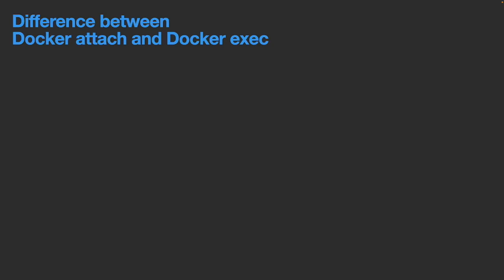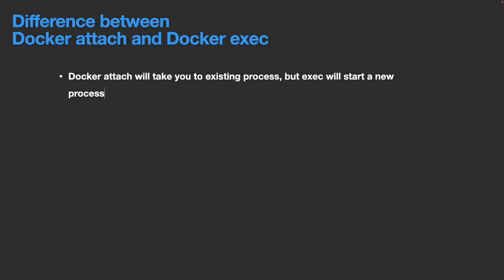So now let's see the basic difference between docker attach and docker exec. As it is saying, docker attach will take you to the existing process, but exec will start a new process. So we already know that with exec we can run a new shell inside a container, but docker attach will take you only to the existing process that is running, like the standard input and standard output.